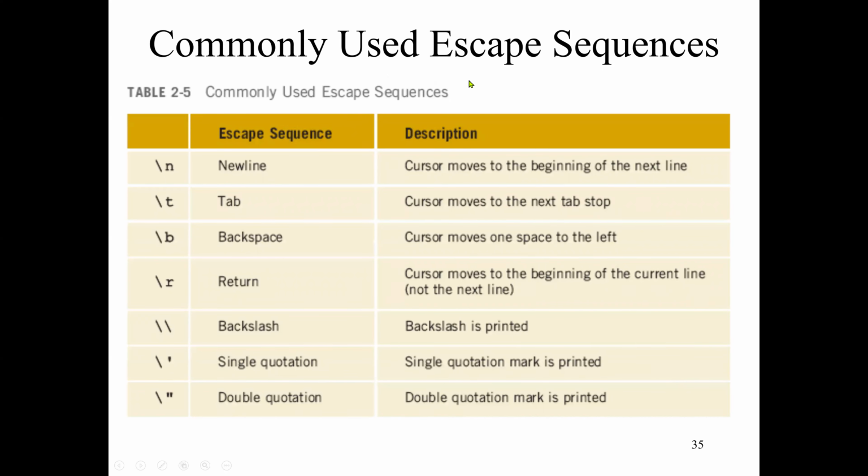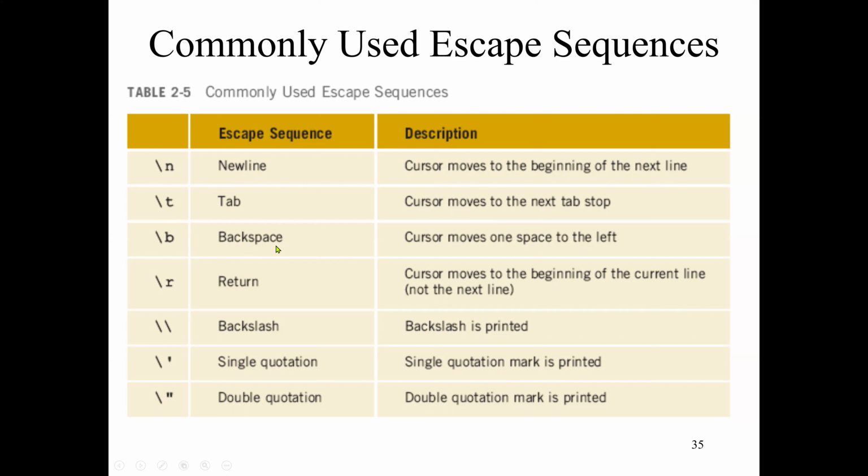And also in Java, we always have what we call the escape sequences. It's very important. For example, if I need a new line, I can use \n. Here, the cursor moves to the beginning of the next line. \t is for tab. The cursor moves to the next tab stop.